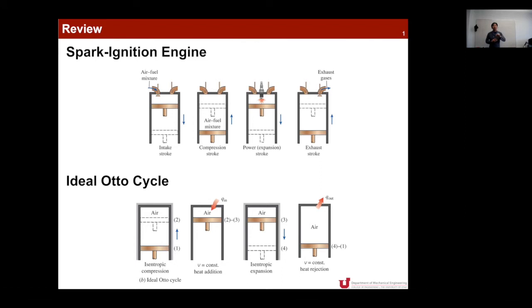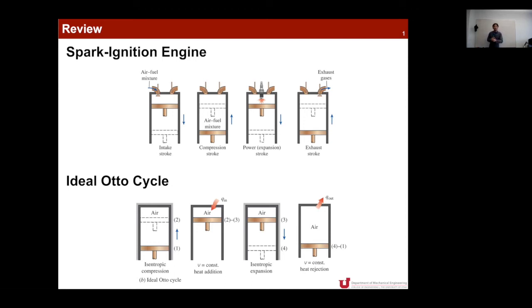And the piston moves up and down, up and down. So 4 strokes are the same as 2 rotations of your crankshaft. So every 2 rotations make one cycle of this engine. Then the question is, how can we model this spark ignition engine from a thermodynamic point of view? How can we do a thermodynamic performance analysis of such an engine?